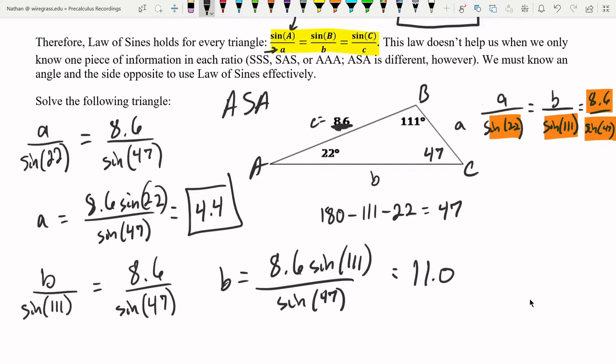And now I have all the information known. B is 11.0 and A is 4.4. So this triangle is completely solved, this oblique triangle.